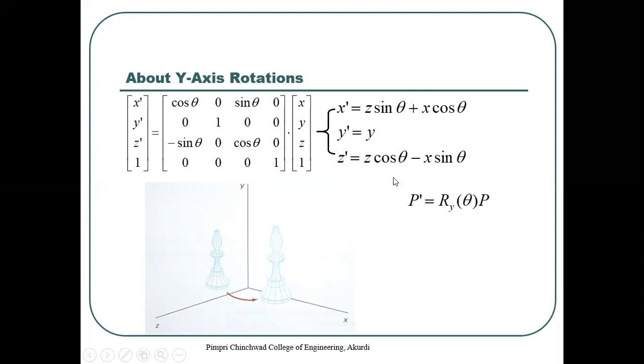Okay. And here you will get the final equation based on this, that will be p dash equal to Ry of theta multiplied by the original vector. Okay, so Ry of theta represents the rotation about the y-axis. Okay, and the angle also we need to consider, that is positive for the positive rotation. Okay, so it is opposite to that of the rotation about the x-axis and z-axis in the anti-clockwise direction.